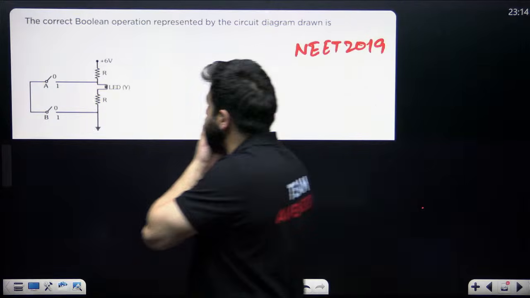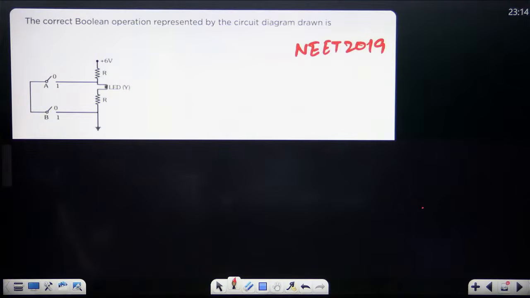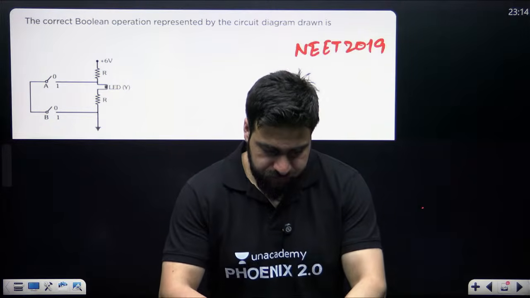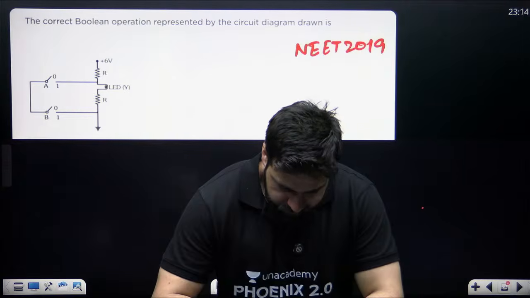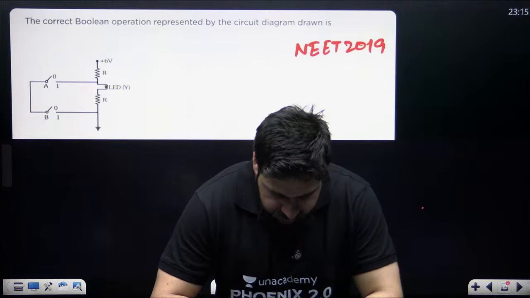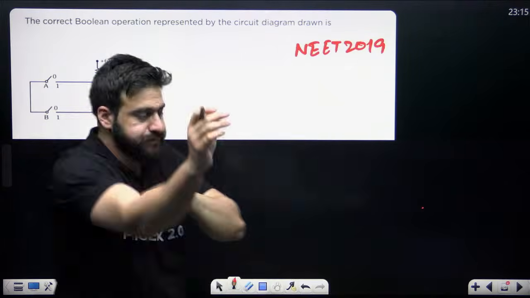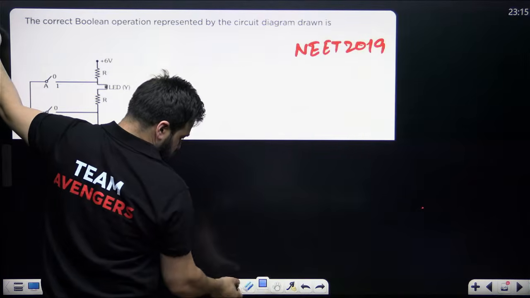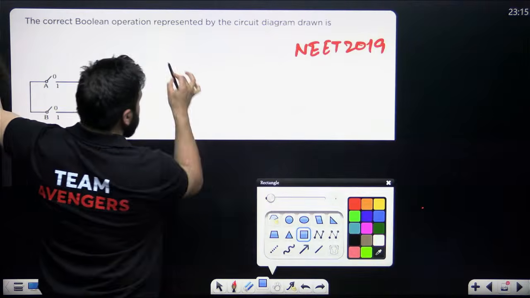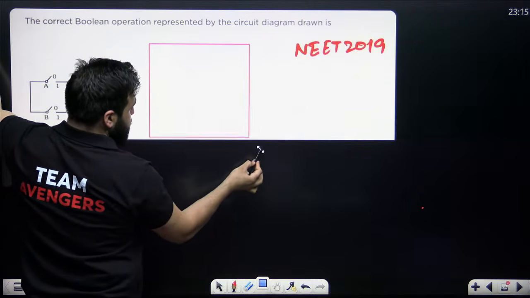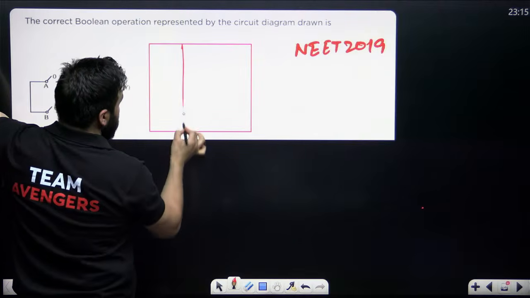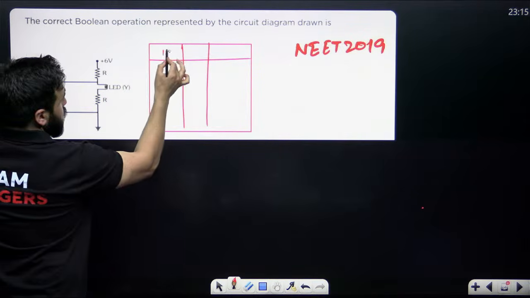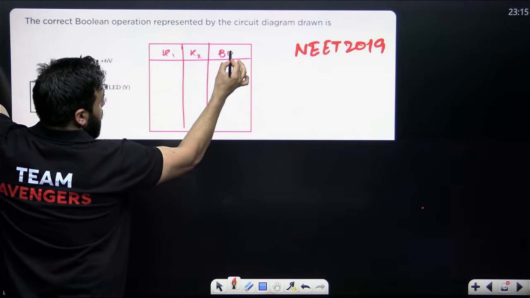Can you see this circuit, guys? Is this circuit visible? Yes, this is visible. Now take a look. You have to tell me in this particular case, which circuit is this actually? Listen to me very carefully. This is K1, this is K2, and this is the bulb.